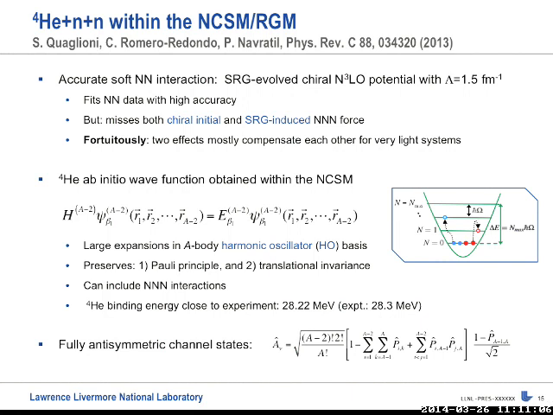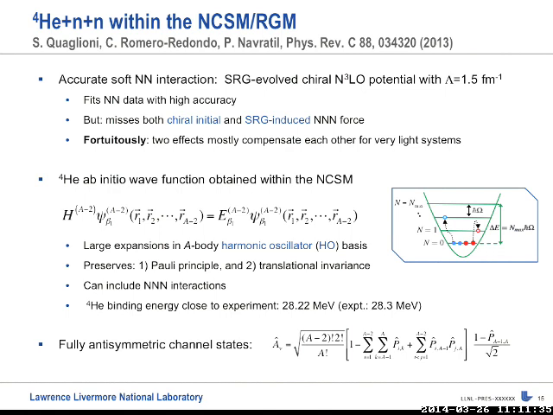So the ab initio wave function of helium-4 is obtained with the no-core shell model, and as I said, an expansion in harmonic oscillator states. The Pauli principle is preserved, translational invariance is preserved. We will be able to include three-nucleon forces, as I showed earlier for the binary cluster. We can do it also here. And with this interaction, the binding energy of helium-4 comes out close to experiment. So it can give a good qualitative description of the system.